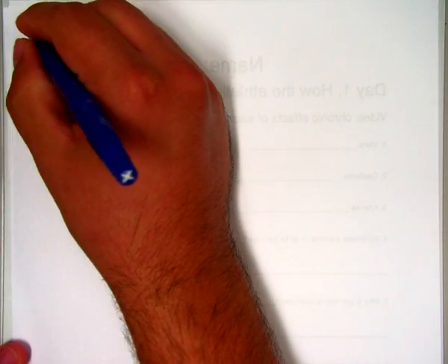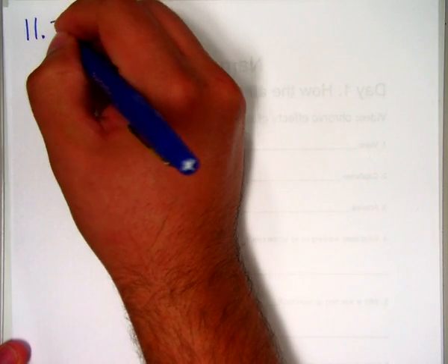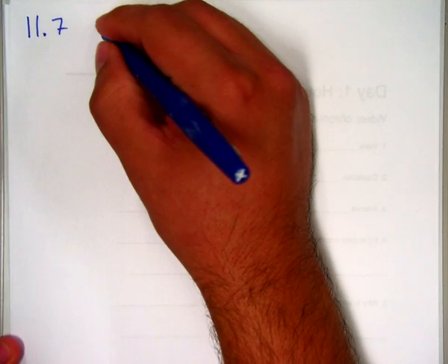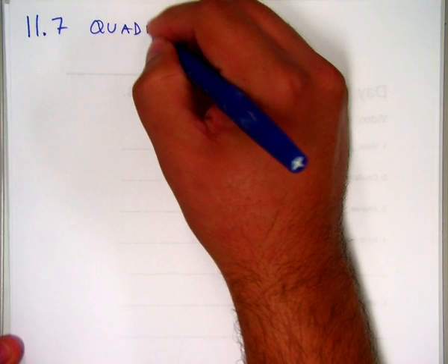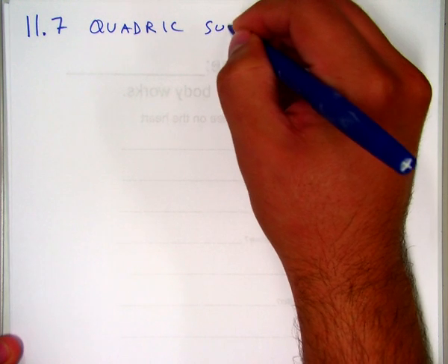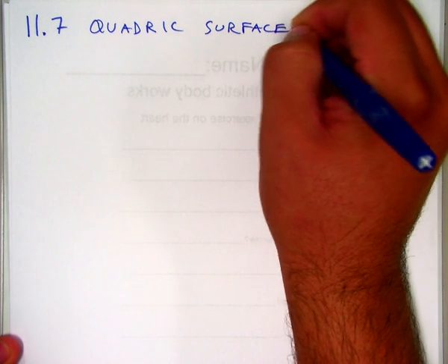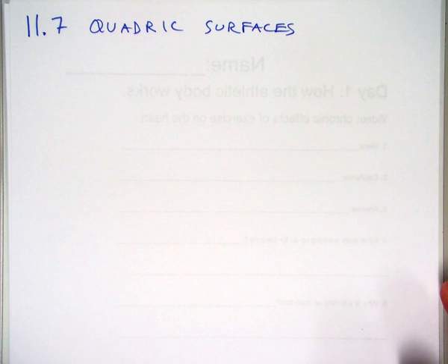Okay, so 11.7 deals with quite a bit of graphing. So we'll be dealing with basically all different kinds of three-dimensional equations that produce surfaces that are, well, we call them quadric. It's kind of a fancier name for all these quadratic terms. So everything's usually going to be involving quadratic terms for x and for y, or even z occasionally.